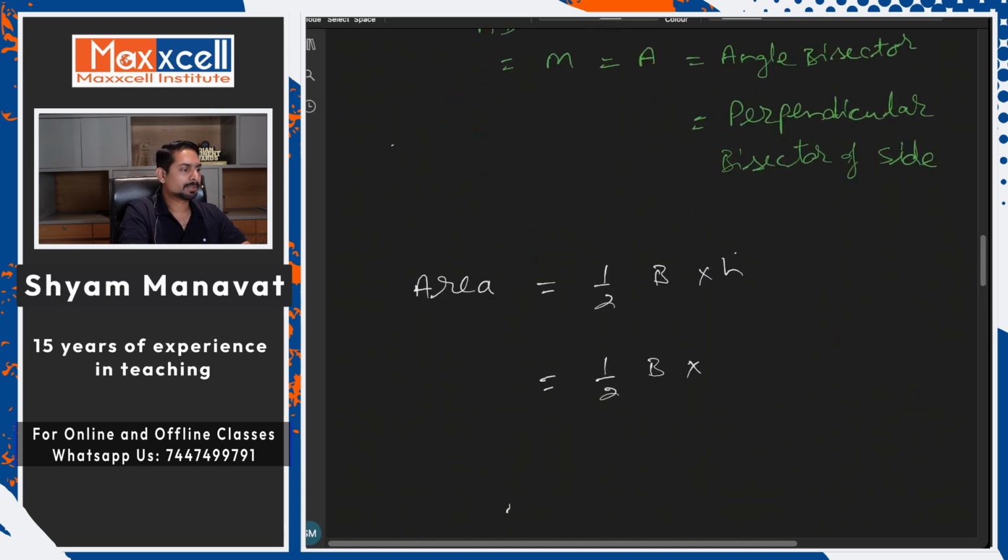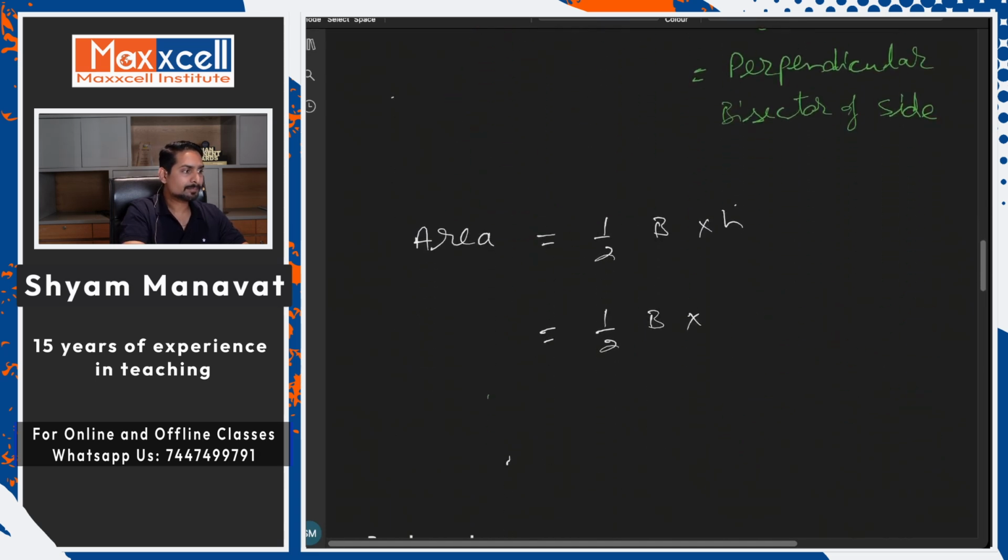Okay, so here, if the base is B, the non-equal side, then the height is root of A square minus B by 2 whole square. Okay, how did we know that? I mean, how do we say this is A square minus B by 2 whole square?